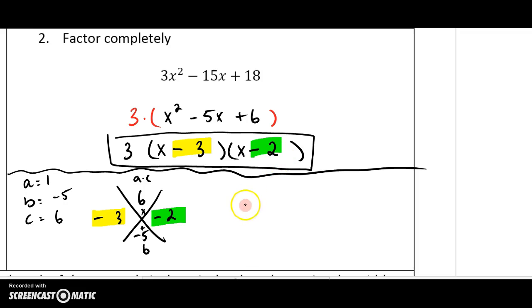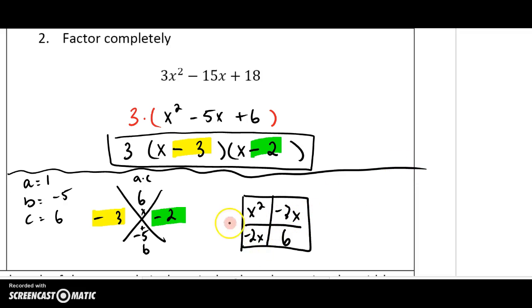If you didn't remember that, your next step would be to do the box here. Your x squared would go here. Your positive 6 would go here. Your negative 3x could go there, and your negative 2x could go there. So you'd pull out an x from here. The greatest factor that divides out of both of those is an x. The greatest factor that divides out of both of these is x.